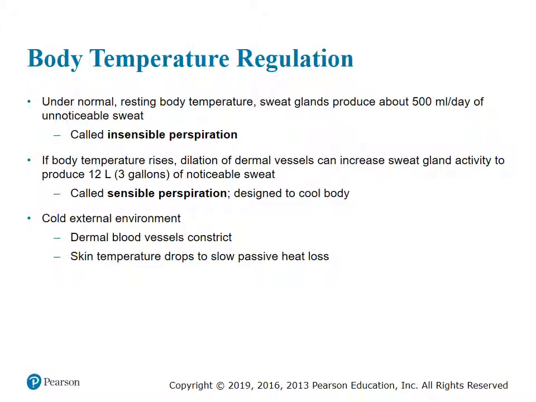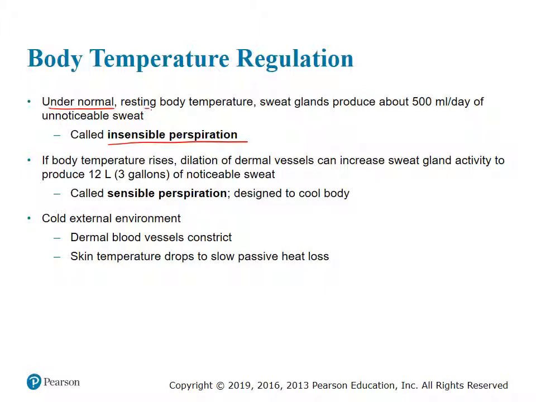So actually, the sweat glands produce sweat all the time, consistently, and then we can increase the amount of sweat we produce. Okay? So even though you don't see sweat, you are still sweating per se, and this is what we call insensible perspiration. It's the sweat that's always getting secreted.